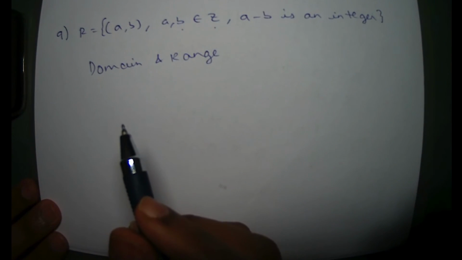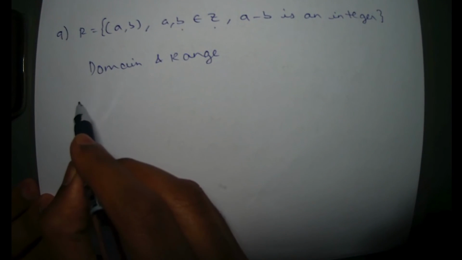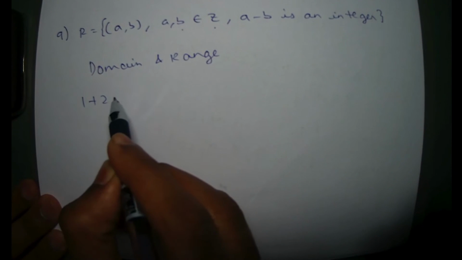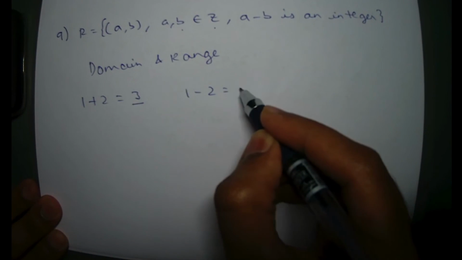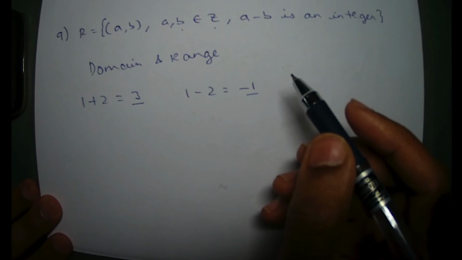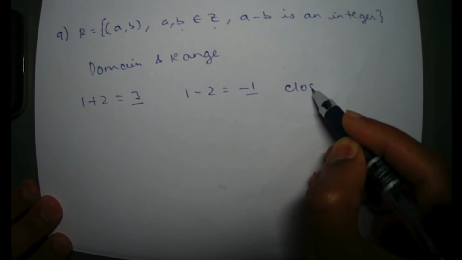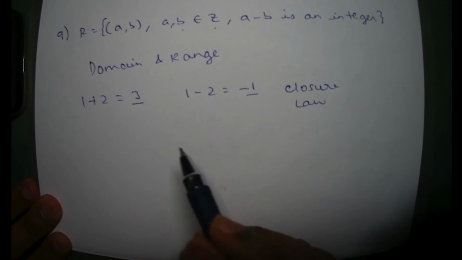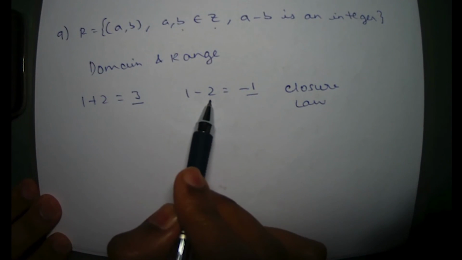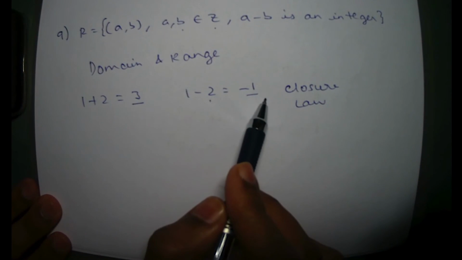So we know that when we add or subtract any two integers, the resulting answer is also an integer. For example, if we take 1 and 2, 1 plus 2 will be equal to 3. 3 is an integer. Or if we take 1 minus 2, we get minus 1, where minus 1 is an integer. This is nothing but the closure law of addition and subtraction. So from this we can see that whenever we subtract any two integers, the answer will also be an integer.